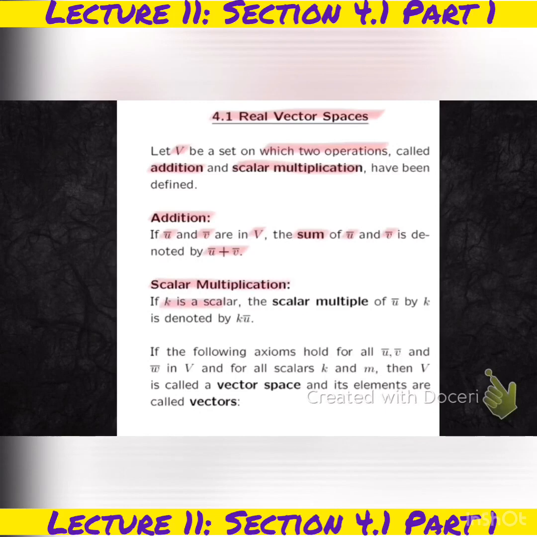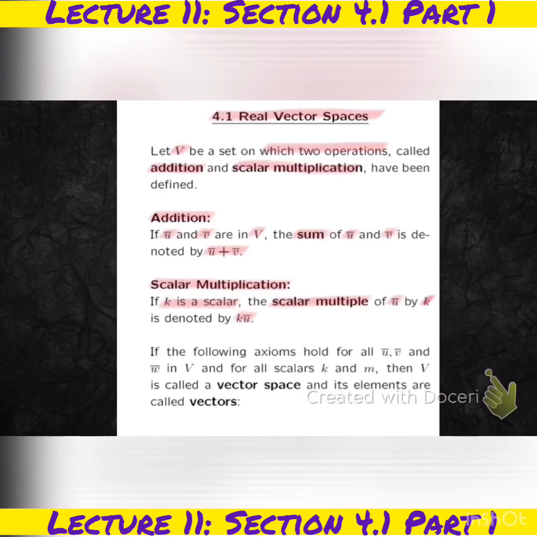Scalar multiplication is very similar. If you take a vector u and you've got the scalar k, you use the notation for scalar multiplication. You use that notation there, k times u.